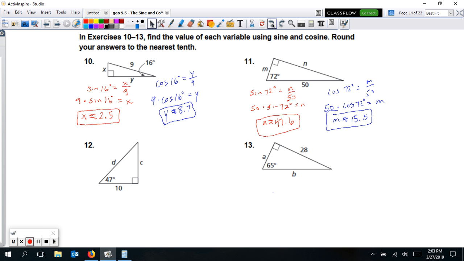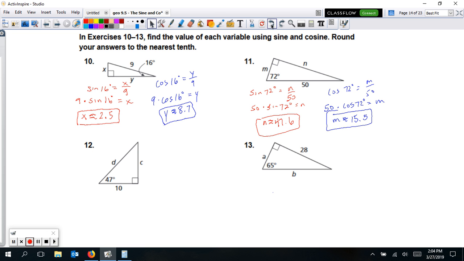Number 12. So now we're looking for D and C. On this, we're told 47 degrees is here. We have opposite that we're trying to find, and we also have hypotenuse that we're trying to find. So in this case, we're going to want to use the cosine first, because that's where 10 is. 47 is adjacent to the 10, and so we want to use cosine first with this hypotenuse. We'll find the hypotenuse first here.